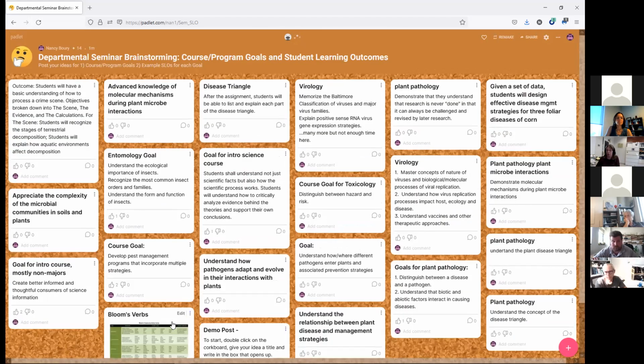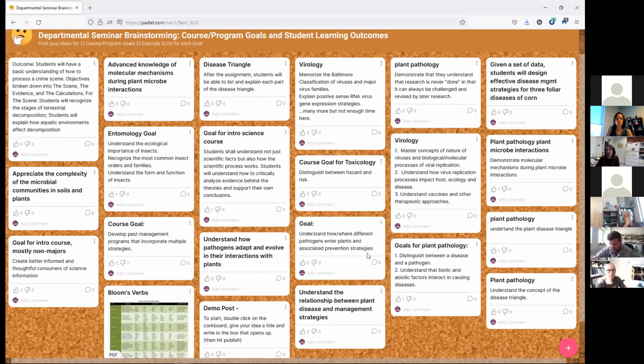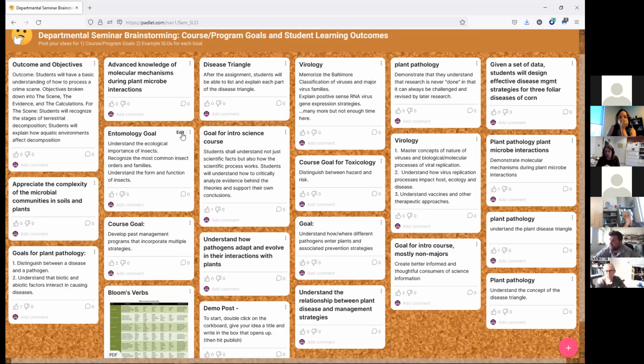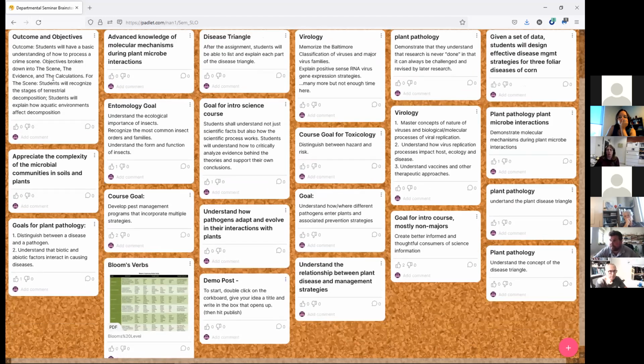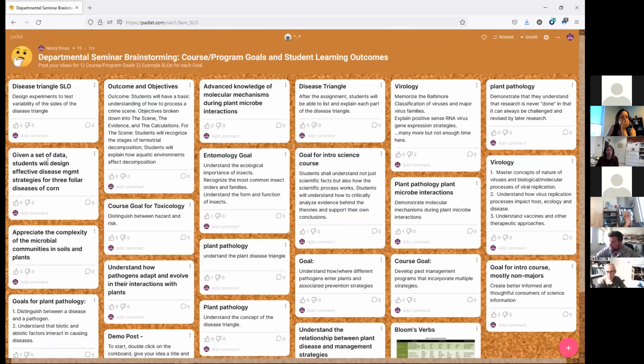We're getting more use of the Bloom's verbs, and also just this idea of understanding how the goals inform the specifics of the outcomes, and the objectives are kind of in between there. But the outcomes are really the important part, because we want to be able to measure that students have learned something.